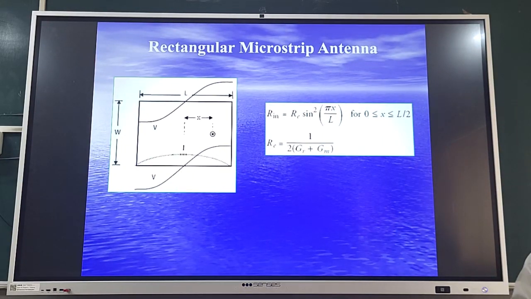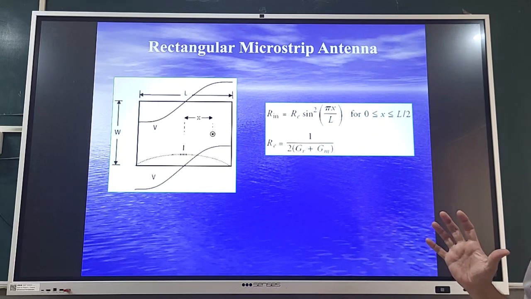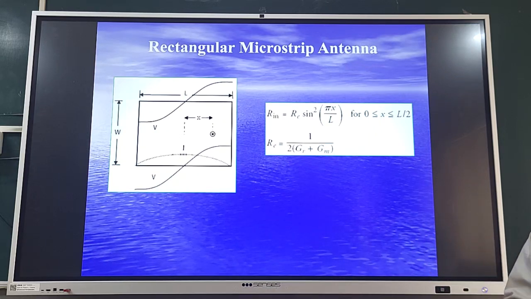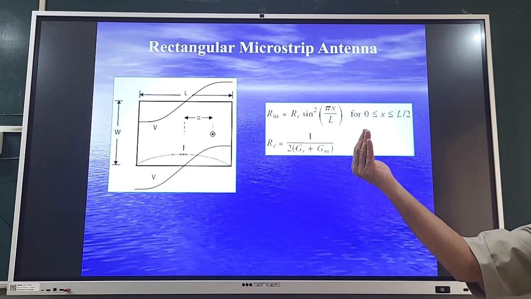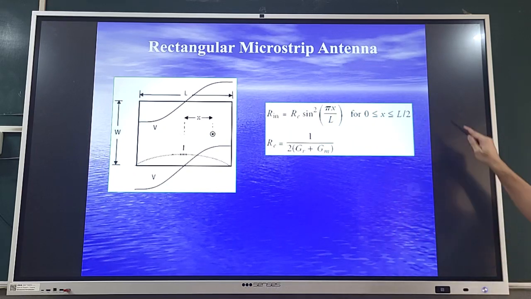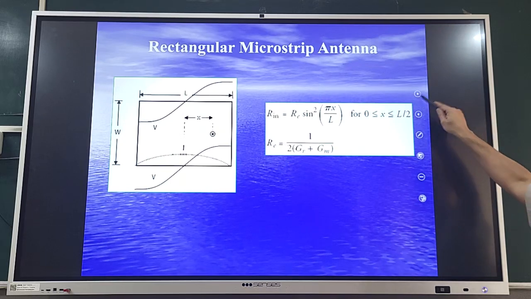Now, is it used for arrays? No, it is not used in arrays. Now we will see how the microstrip line feed designs are done, which are especially used in antenna arrays, or when you want to do the integration of microwave integrated circuits with the antennas. So now we'll proceed to that.